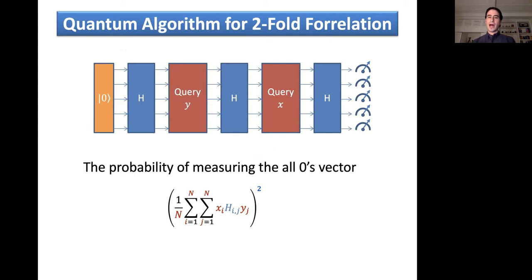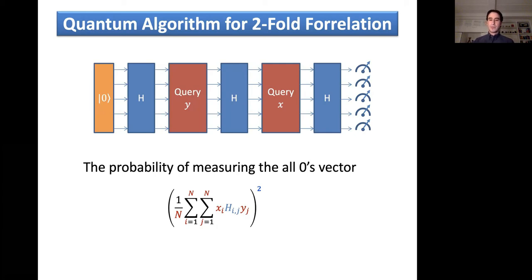If you keep track of the amplitudes of the quantum state, you would see that the amplitude of the all zeros state is this sum that we saw in the previous slide. When you measure, you get the all zeros vector with probability, which is this amplitude squared. So this naturally gives us an algorithm. Just perform this measurement. If you got the all zeros vector, declare that this is correlated. If not, declare that this is uncorrelated.